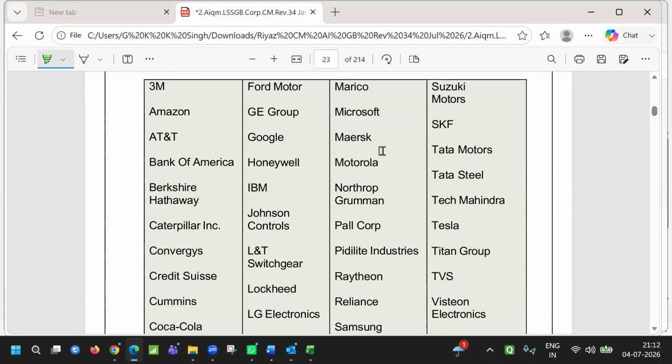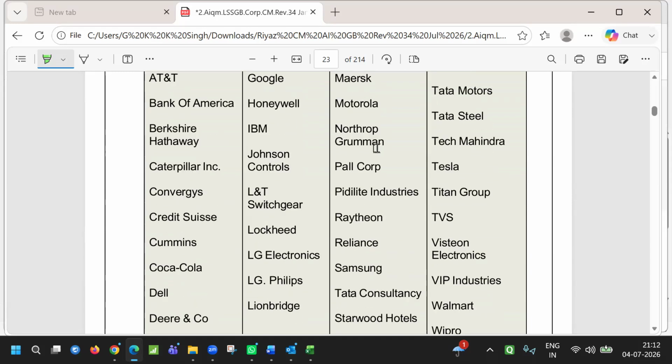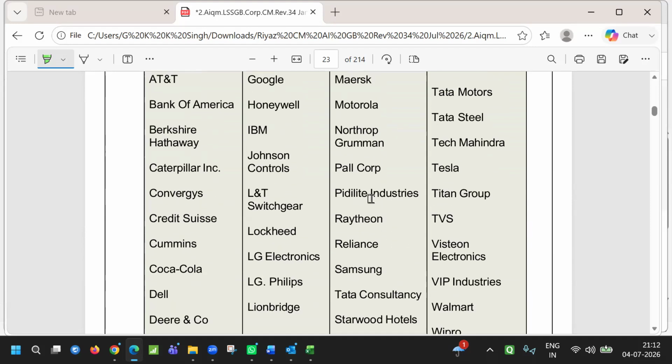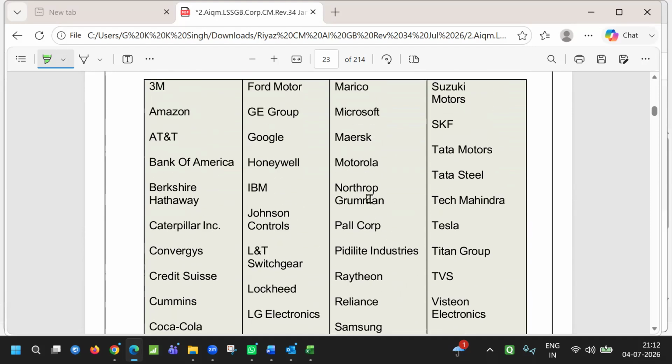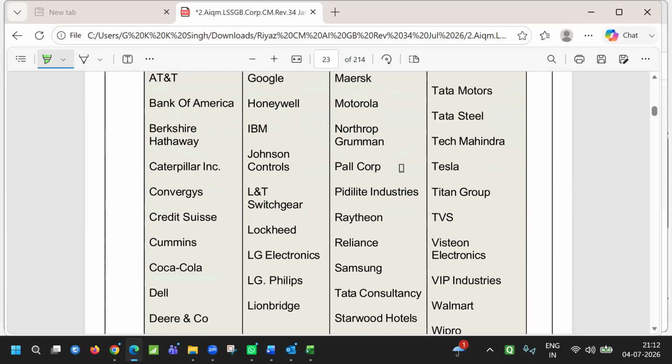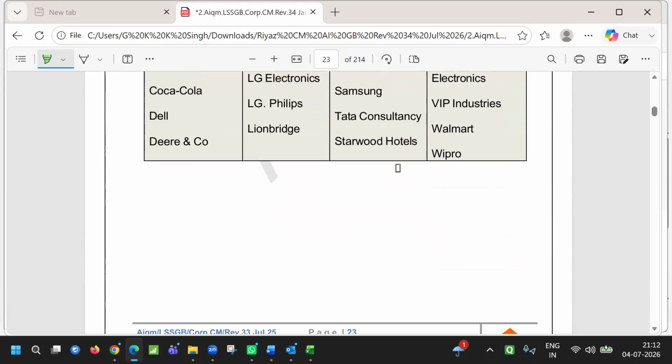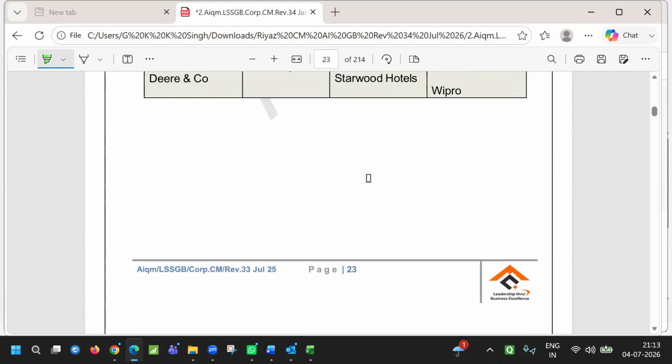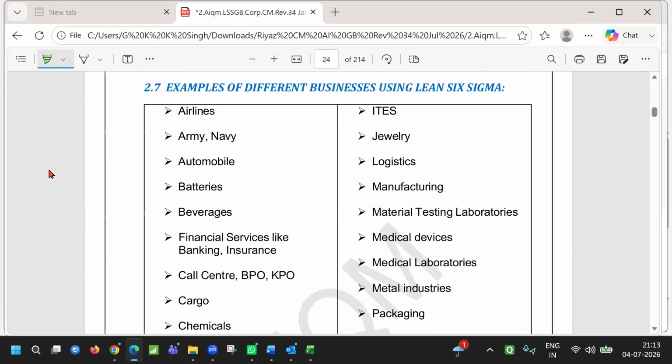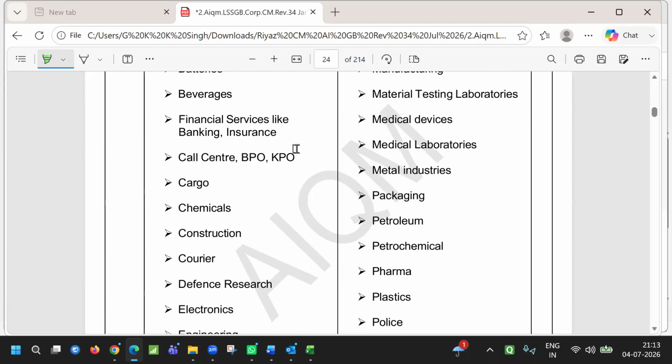These are examples of some different types of organizations using Lean Six Sigma. It includes companies in India, also in Saudi Arabia. We have worked with many of these companies in India and in Saudi Arabia and in UAE. So Six Sigma works everywhere. That is our experience. These are examples of different business sectors where Six Sigma is used today.